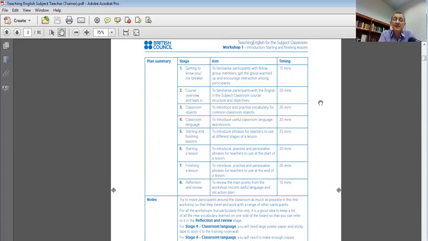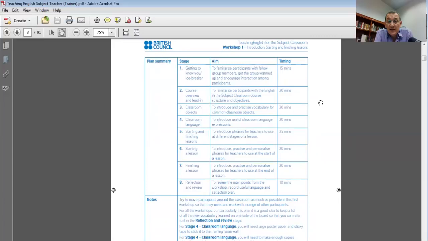So the beginning of this session, it will begin with a getting to know you, an icebreaker, the aim of which is just to get the participants talking to each other and, well, breaking the ice, getting to know each other in the simplest possible way. And this should take approximately 15 minutes. The second stage is the course overview and lead in, and this is aimed at familiarizing the participants with the course so that they will have an idea about what they're going to do over the whole week.